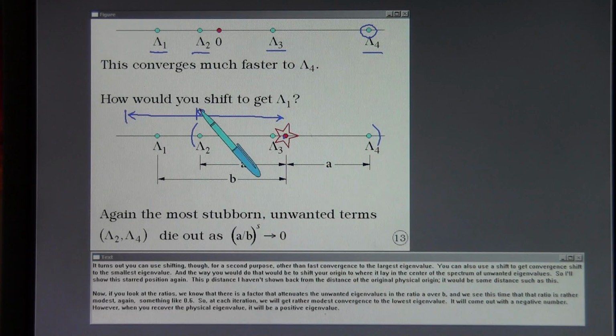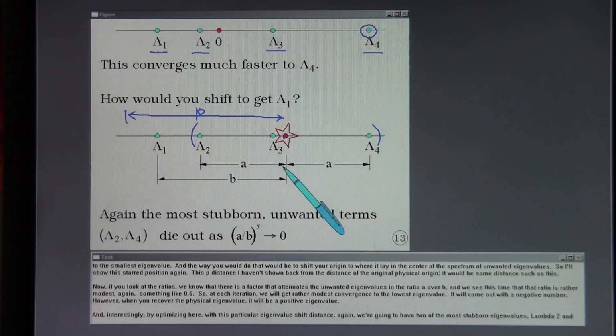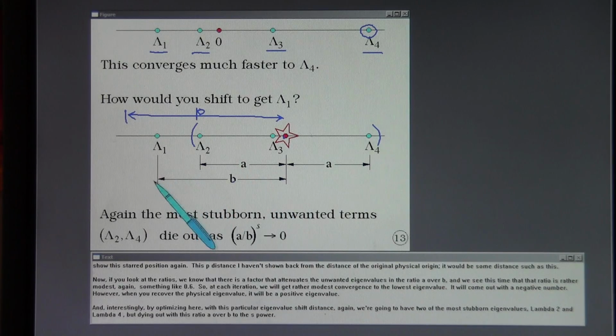Now, if you look at the ratios, we know that there is a factor that attenuates the unwanted eigenvalues in the ratio A over B, and we see this time that that ratio is rather modest, again something like 0.6. So on each iteration we will get rather modest convergence to the lowest eigenvalue. It will come out with a negative number.